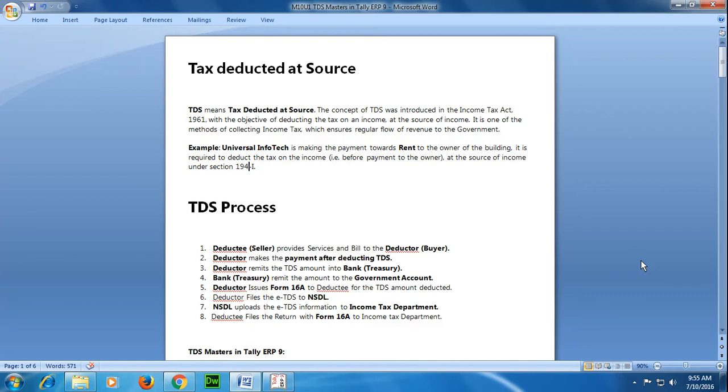Earlier what used to happen, people used to pay their income tax at the end of the year, and many people used to waive it off, or they would not pay it appropriately. There was also not a better monitoring system of how much income is earned by a particular person or a particular vendor or a supplier or a company.